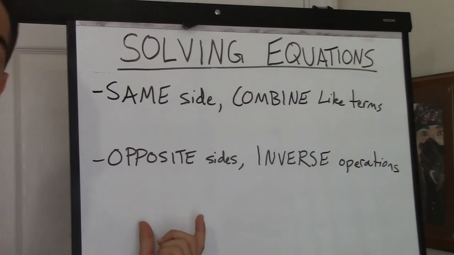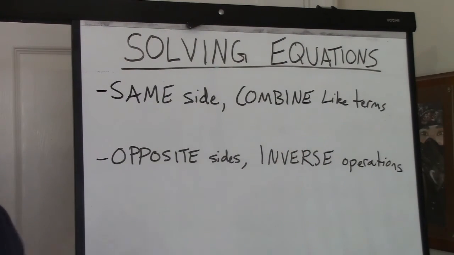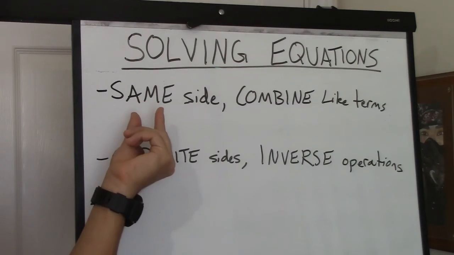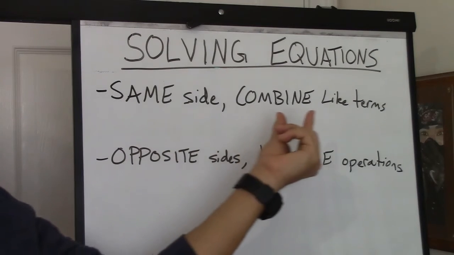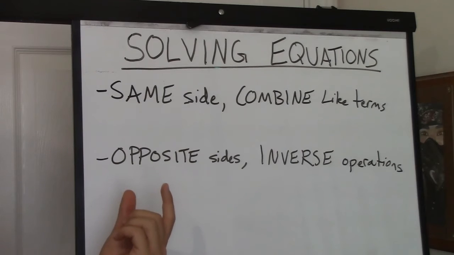If they're on opposite sides of the equation, that means we have to solve the equation, and we want to use inverse operations. So it's very, very important that you understand this concept. If they're on the same side of the equal sign, you're simplifying an expression, you combine like terms. If they're on opposite sides, you're solving an equation, you use inverse operations.